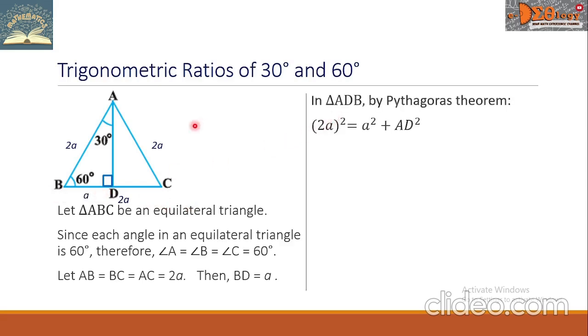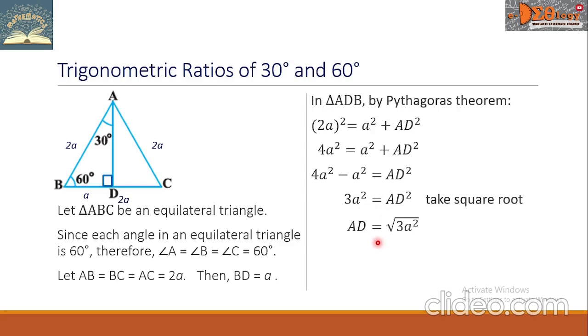Now look at the triangle ADB. By Pythagoras' theorem, we can write the square of 2A, that is the hypotenuse, equals A squared plus the side AD squared. The left side is 4A squared equals A squared plus the square of AD. This A squared we transpose to the left, and the difference is 3A squared equals the square of AD. In here, we will take the square root. So AD equals the square root of 3A squared, and this is simplified into A square root of 3. This is the height of the triangle.